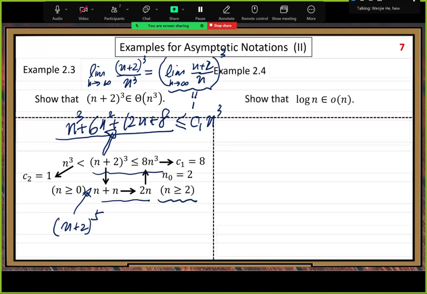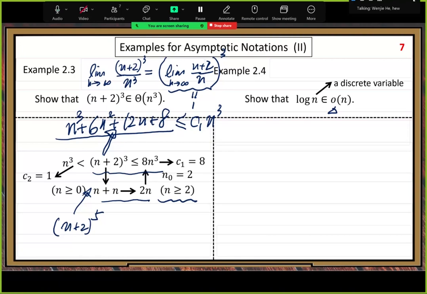Example 2.4. Show that log of n belongs to little o of n. This time we compare the log function with the n function. The n function is a special power function with exponent 1. And here it's a little o. So to show the little o, we can only use the limit way. We calculate the limit of the ratio of these two functions.